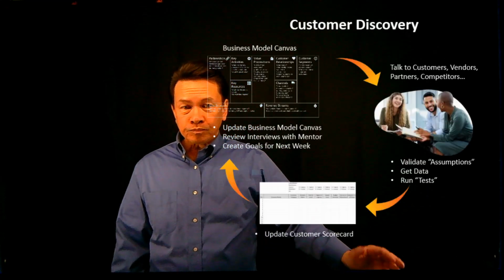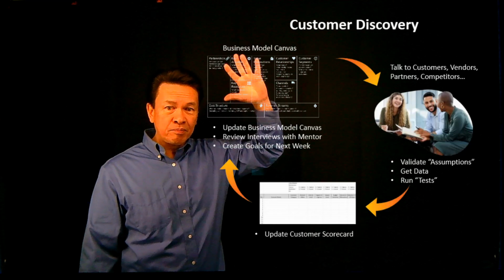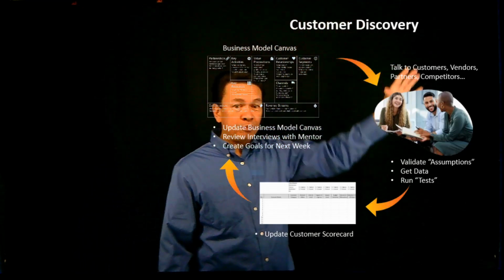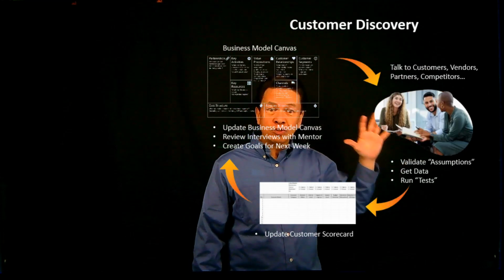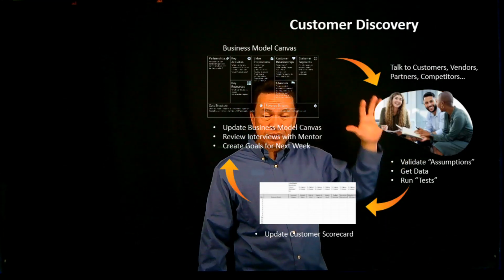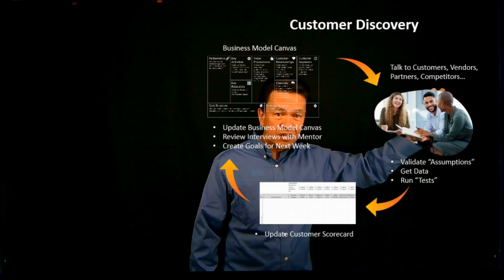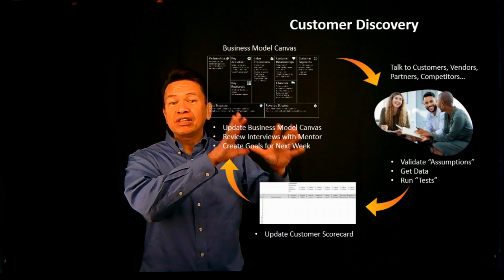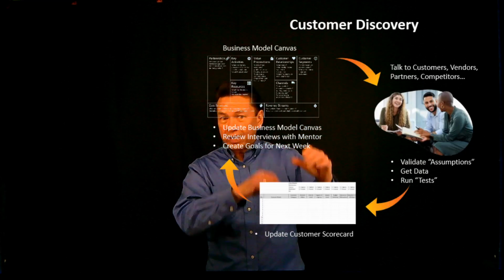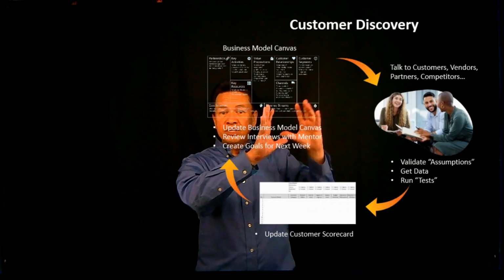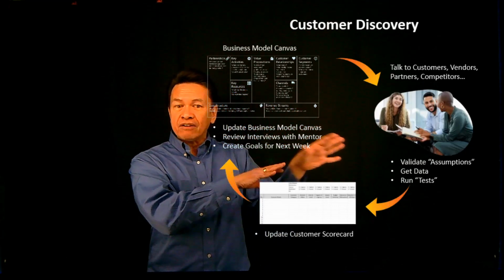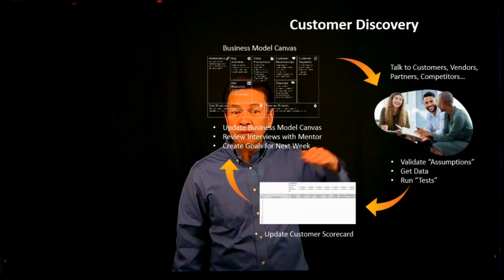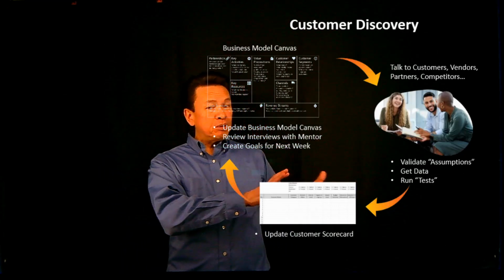Okay? So the way the whole customer discovery process works is we take a shot at our business model canvas. We get out of the building, go out there and talk to customers, vendors, partners, potential customers, competitors, and validate those assumptions that we've made, like why we think they would like our product or service, right? What their problems are, what the different opportunities are, what gain they get from our product or service, okay? Update our customer scorecard. This is just keeping track of all the different people that we spoke with.